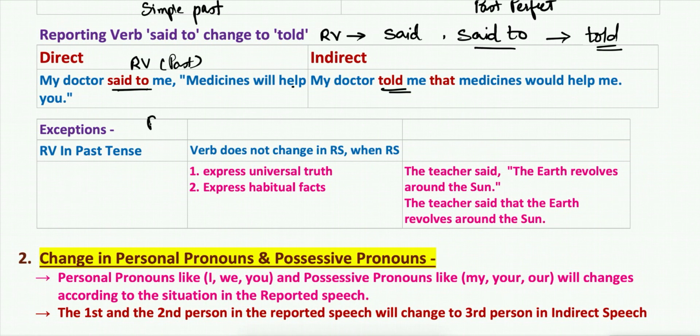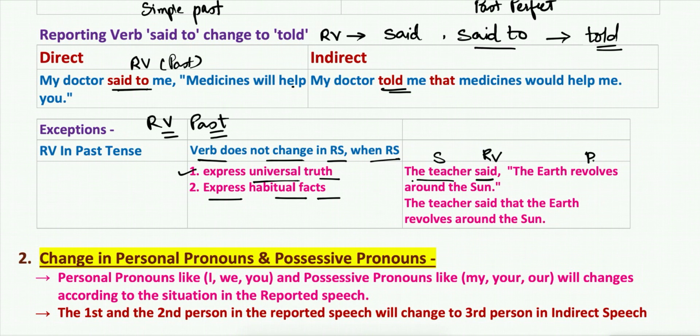And if the reporting verb is in past, then there is one exception, that verb of the reported speech will not change in two conditions: when it expresses the universal truth, second when it expresses the habitual fact. For example, the teacher said the earth revolves round the sun. So the earth revolves round the sun is the universal truth. The teacher is the speaker, said is the reporting verb, the earth revolves round the sun is the reported speech.